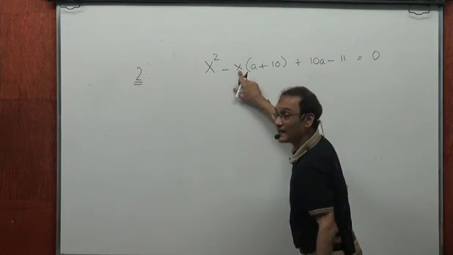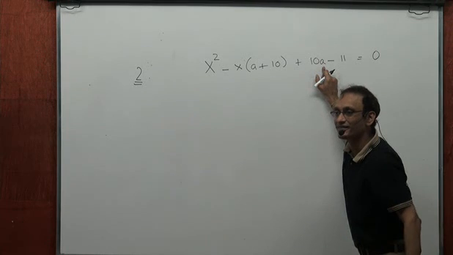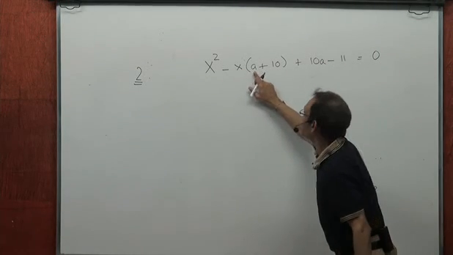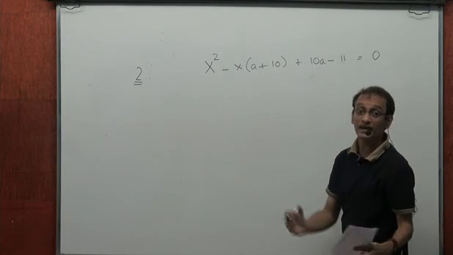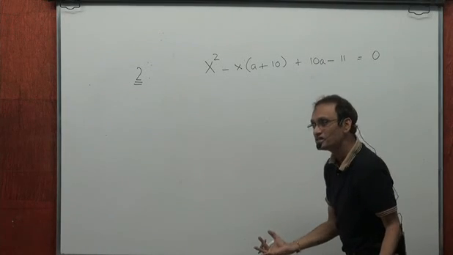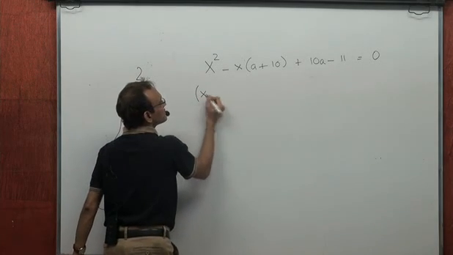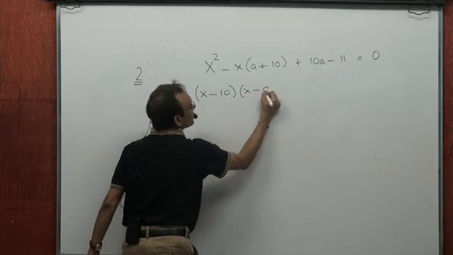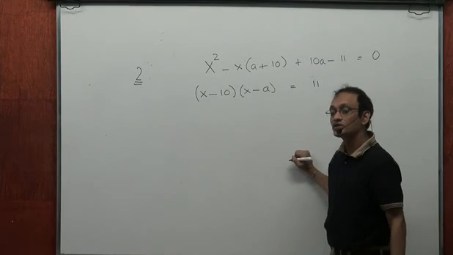x squared minus x into (London plus Patna) plus London Patna. Isn't it? x squared minus x into (London plus Patna) plus London Patna is going to be x minus London into x minus Patna. Clear? So then the left hand side is expressible as x minus 10 into x minus a equal to 11. Isn't it?